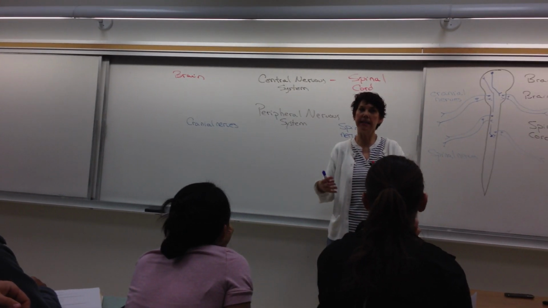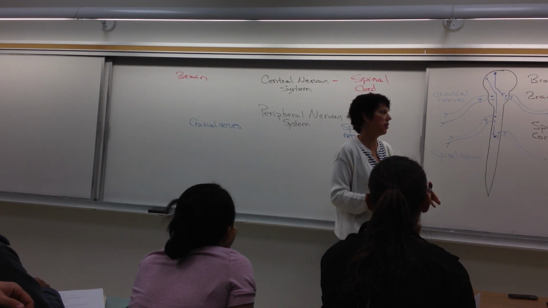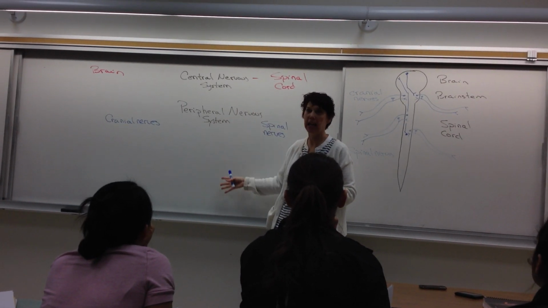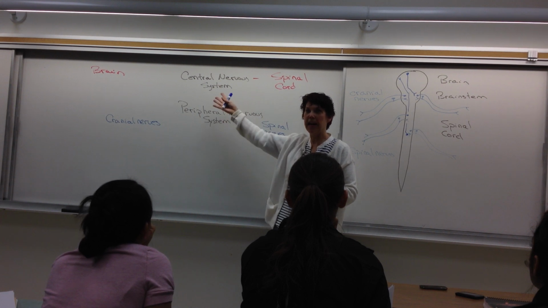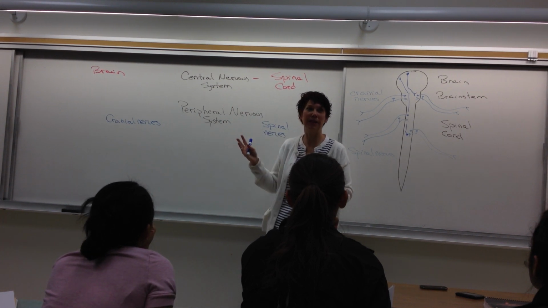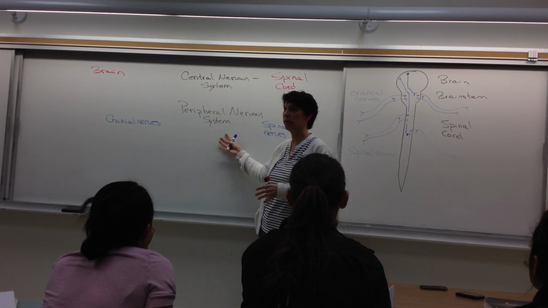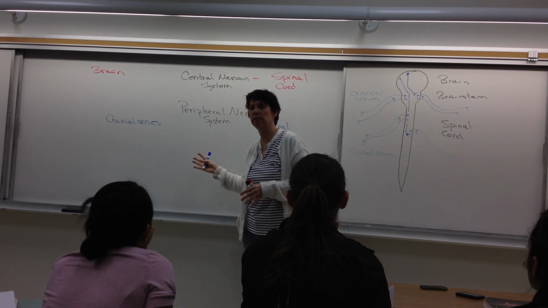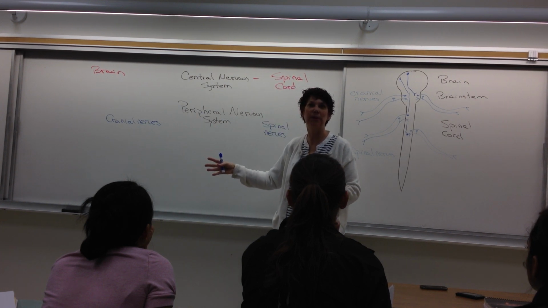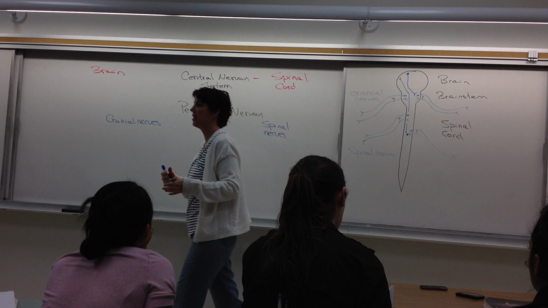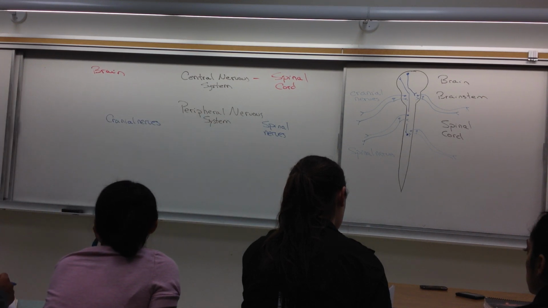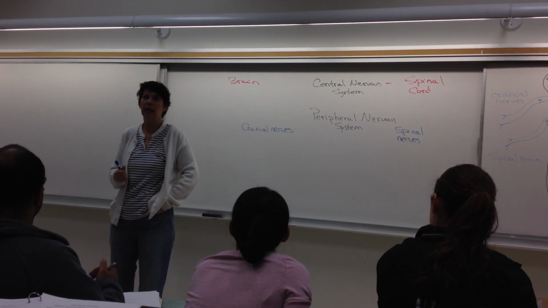So when we talk about a sensory and a motor organization, that's not separated by location. The brain has both sensory and motor components. Spinal cord has both sensory and motor, and our nerves can be either sensory or motor. All right? So that kind of organization is across the board. It's rather self-explanatory and simplistic, but on our exam, I'll give you some examples.